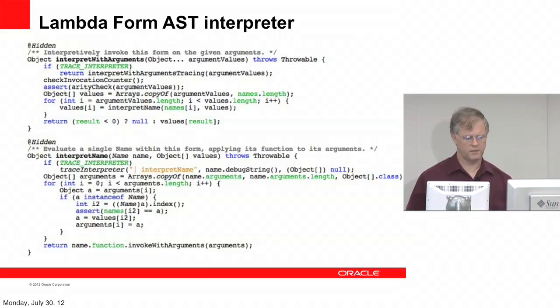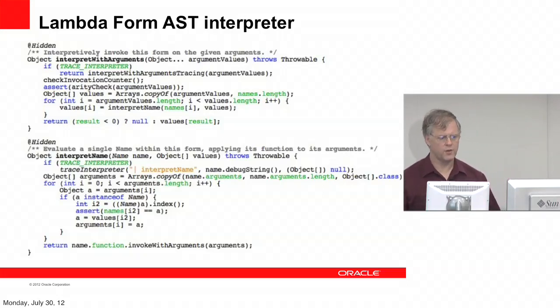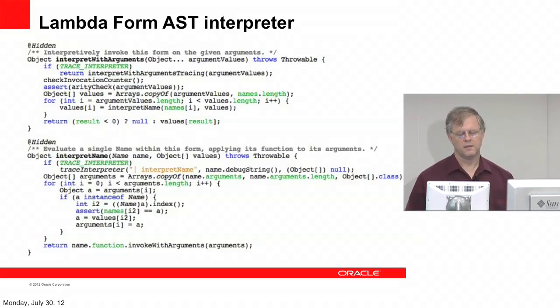The result is a constant small integer on the Lambda form. Usually it refers to the last name in the list. The only reason it's programmable at all is, I might get rid of it, but it is so that it can be less than 0, meaning there's a void return. All right.